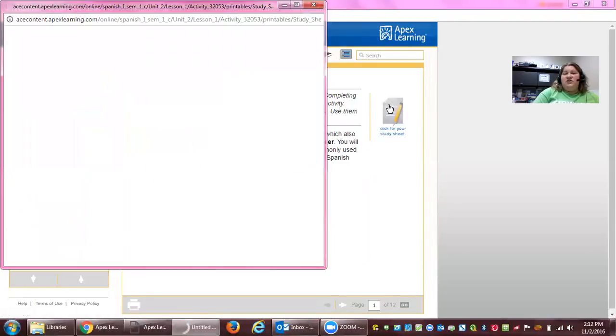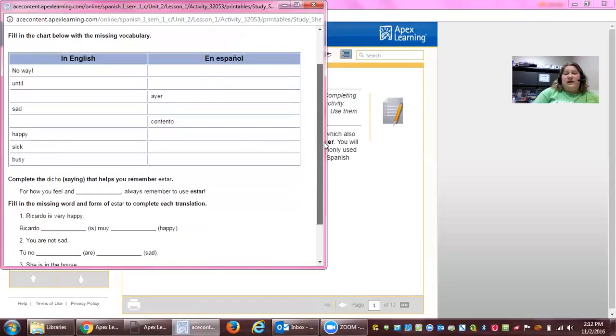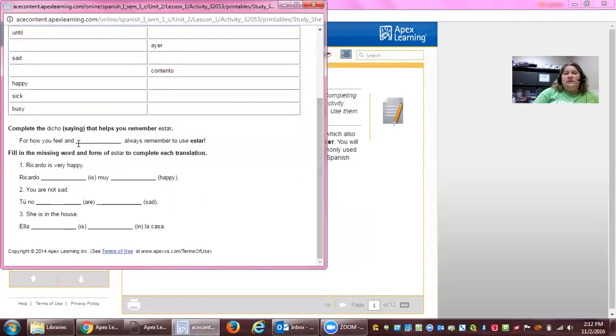So here we have our study sheet. And then we have in English and in Espanol. And here, complete the dicho that helps you remember Estar. And I've already said it a couple times.